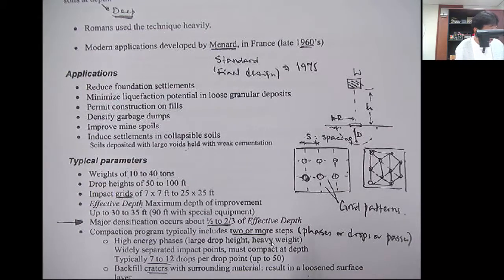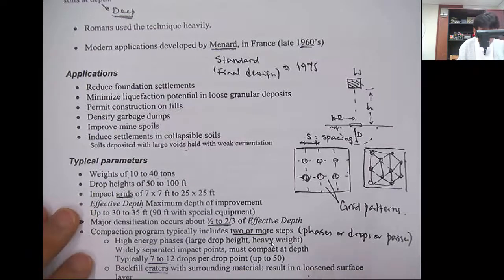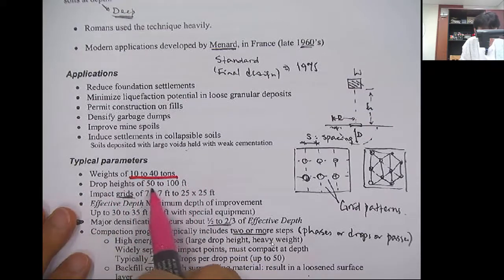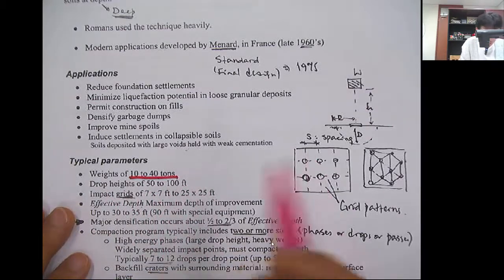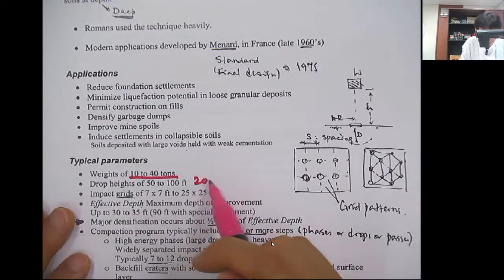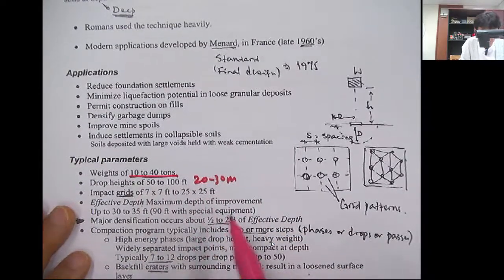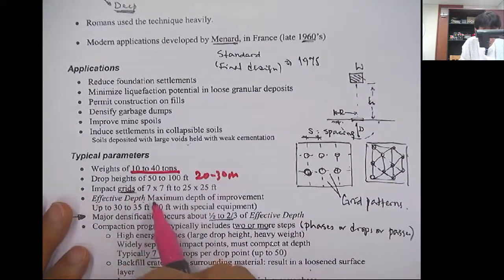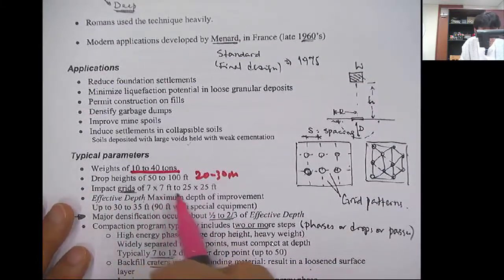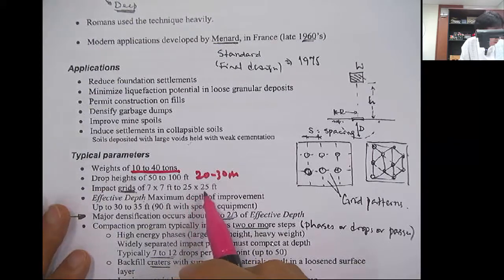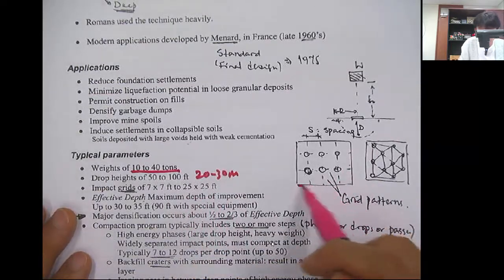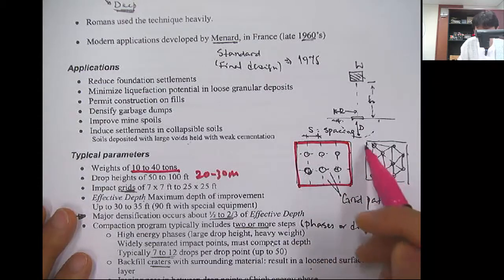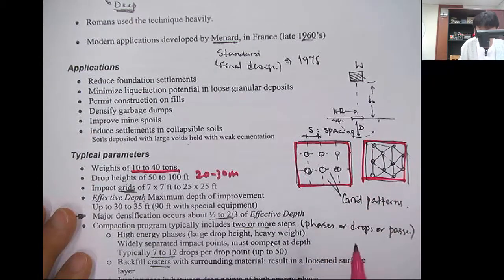And the typical parameters are a weight of 10 to 40 tons, and the drop height is, as I said, like 20 to 30 meters, or 50 to 100 feet. And the impact grid is 7 by 7 feet or 25 by 25 feet. So the grid pattern can be rectangular or square, or it could be a diagonal pattern like this.